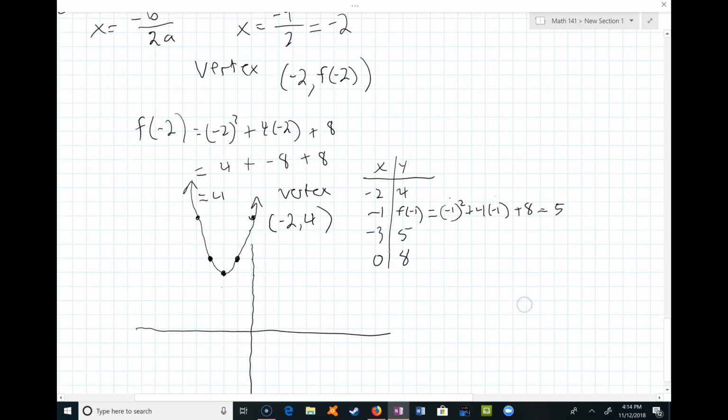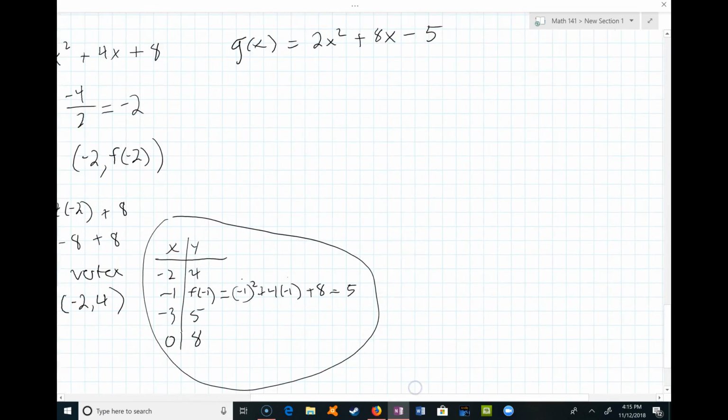Now, notice I could have just done the chart and started plugging in numbers and hoped that I get lucky, but if I started at negative 1 and started going this way, I'd never even see the turnaround point. But finding the vertex first makes things a lot quicker and easier because I can find the shape of the parabola a lot better.